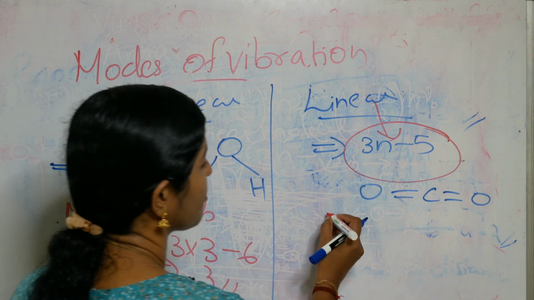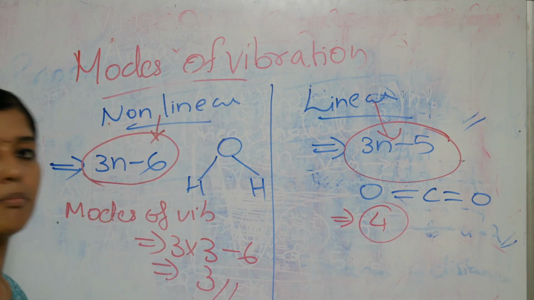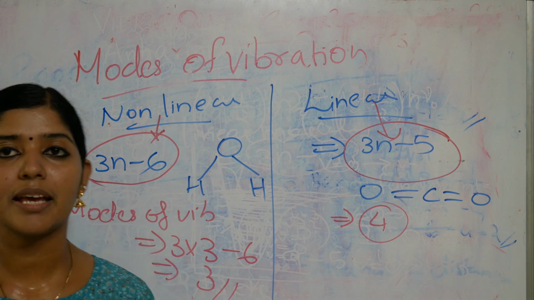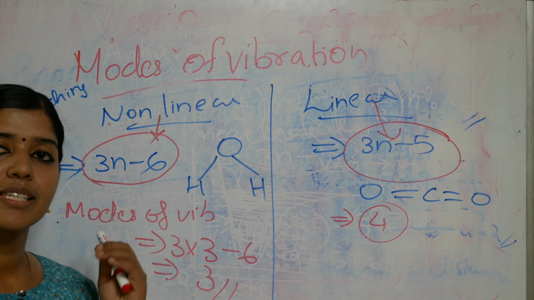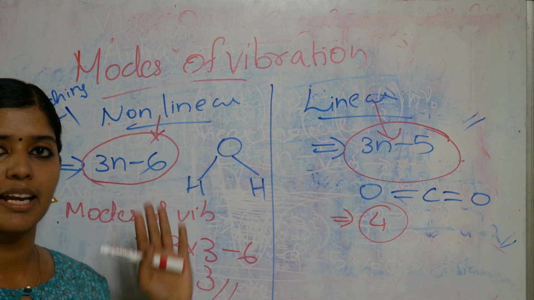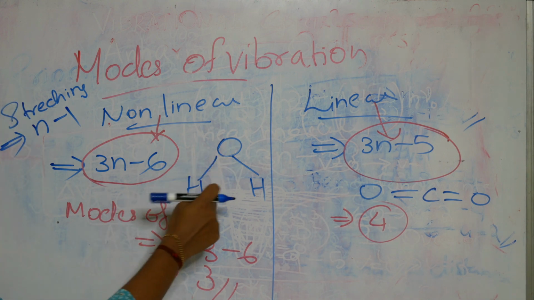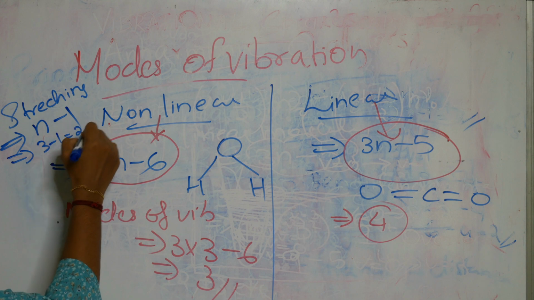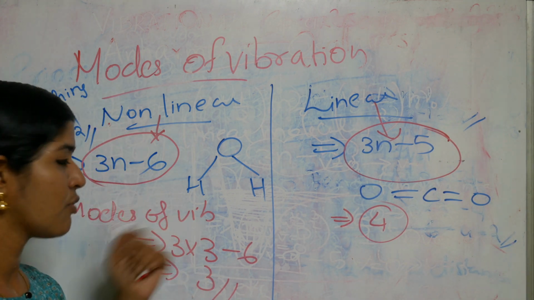Here you had the number of modes of vibration as 4, right? 2 stretching and 2 bending vibrations were there. But in the case of water you have only 3 modes of vibration. For calculating the stretching modes, we have the same equation, that is n minus 1. For both linear and non-linear you have the same equation, n minus 1. So how many atoms are there? 3 atoms, so 3 minus 1 is 2. So there are 2 stretching modes of vibration in the case of water.